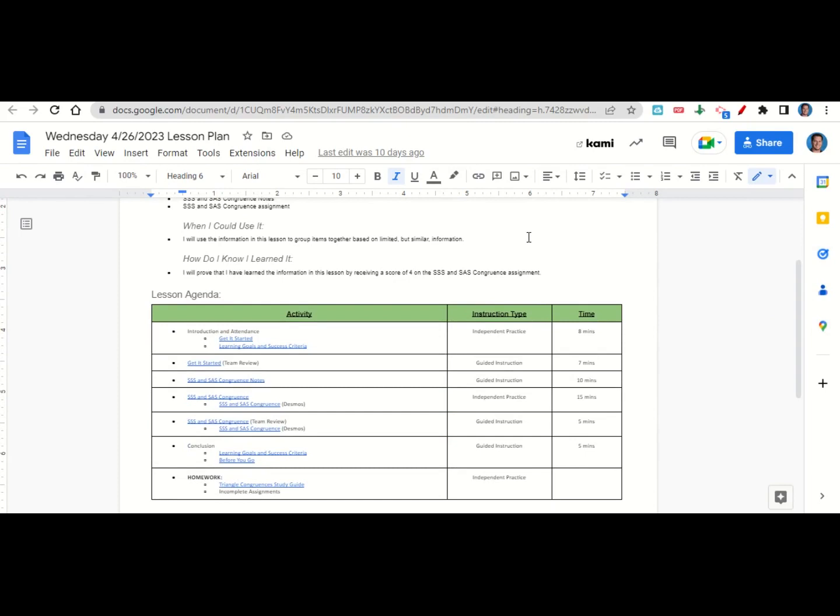Now let's take a look at our agenda for today. We will begin by going over the learning goals and success criteria. While we do that, you'll fill out your Get It Started. Once you've completed your Get It Started, we'll go over it together and answer any questions that you may have. After that, we'll go over the SSS and SAS Congruence notes, and then I'll give you time to complete the SSS and SAS Congruence assignment on Desmos. Once you've completed the assignment, we'll go over it together and answer any questions that you may have. At the end of class, we'll go back over our learning goals and success criteria while you fill out your Before You Go. Your only homework for tonight is to continue working on the Triangle Congruence Study Guide and any incomplete assignments that you may have.